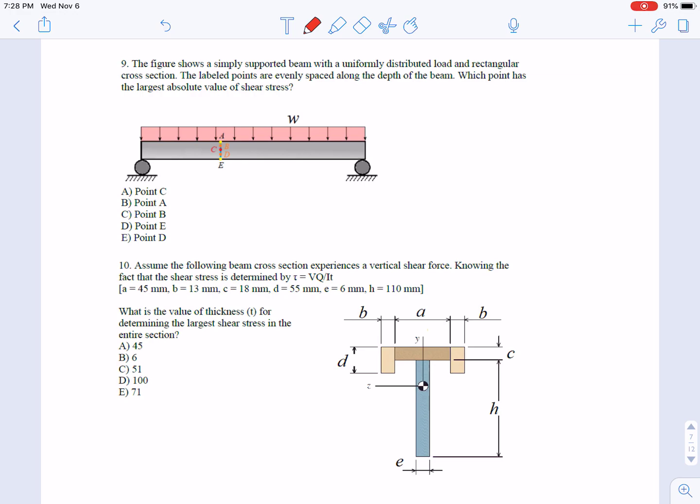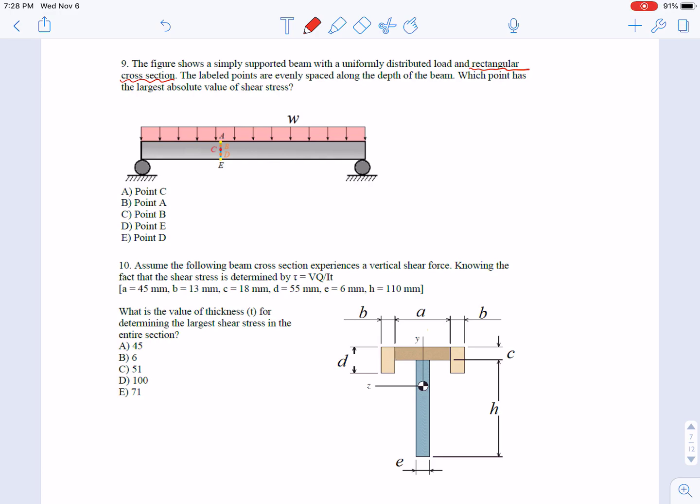Problem number 9. The figure shown here shows a simply supported beam with a uniformly distributed load and a rectangular cross-section. So this is the key information: rectangular cross-section. The labeled points are evenly spaced along the depth of the beam. Which point has the largest absolute value of shear stress?